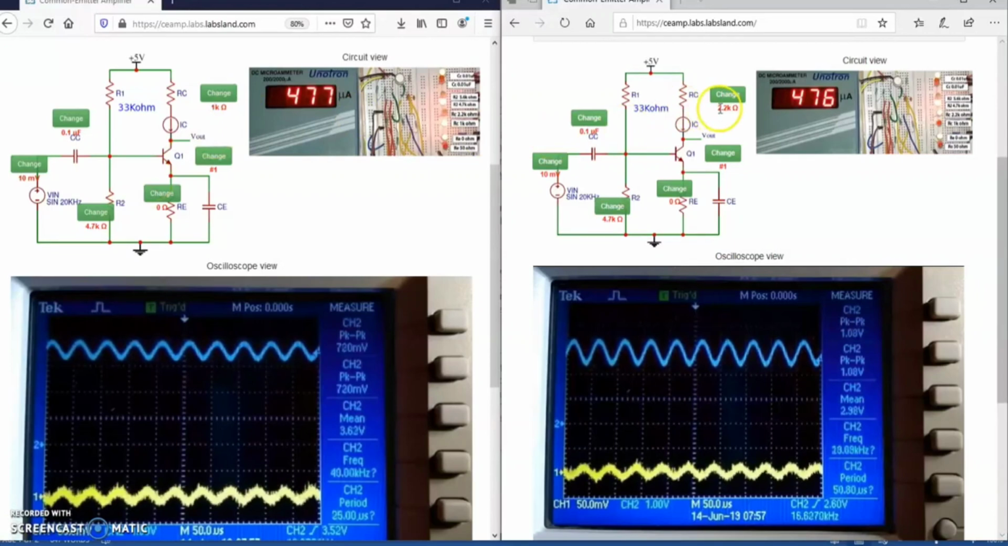Now we shall have a look at CE amplifier response as RC value is modified from 1 kΩ to 2.2 kΩ. The collector current remains constant at 477 microampere. The peak-to-peak output voltage increases from 720 mV to 1.12 volt. And the DC voltage at the collector reduces from 3.64 volts to 2.93 volt.